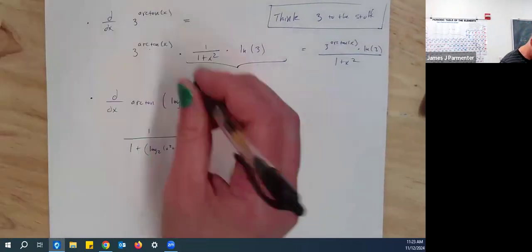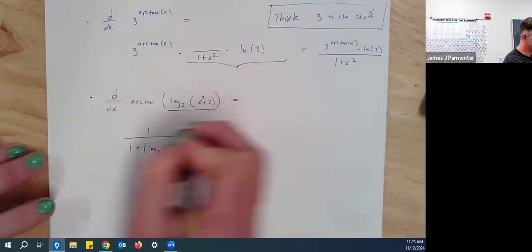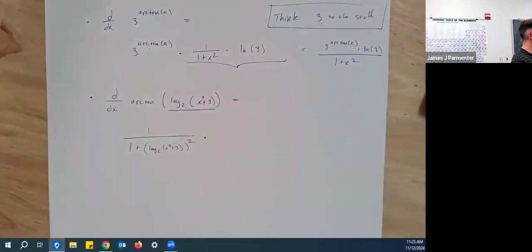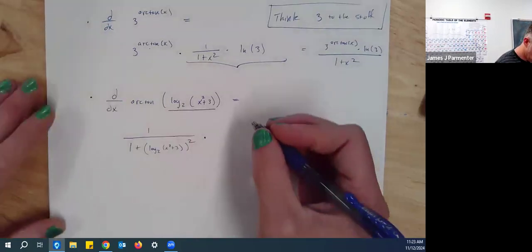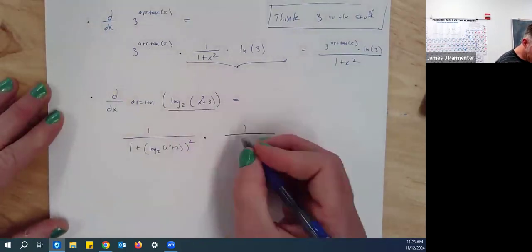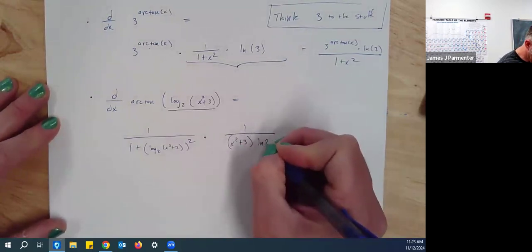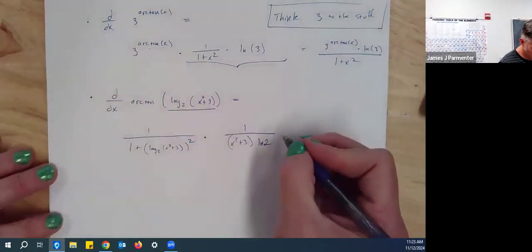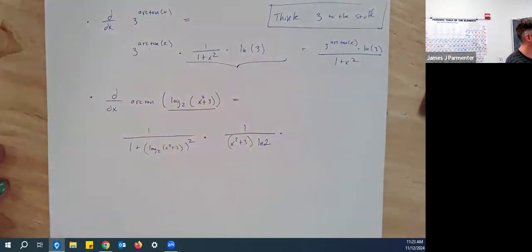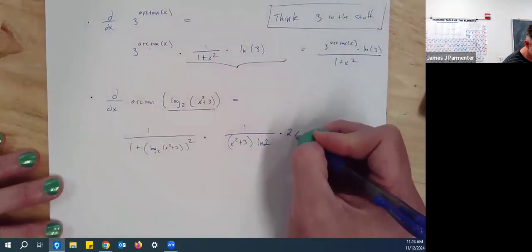So now I'm focused in on this. Great, I have to take the derivative of log base 2 of some new stuff. I know the derivative of the natural log of some stuff is 1 over the stuff times the derivative of the stuff. The only difference here is that the base 2 means somewhere in the mix, I also have to divide by the natural log of 2. So I'm going to get 1 over the stuff, the x squared plus 3. I also want the natural log of my base down there. And then I need to multiply by 2x, the derivative of the stuff.